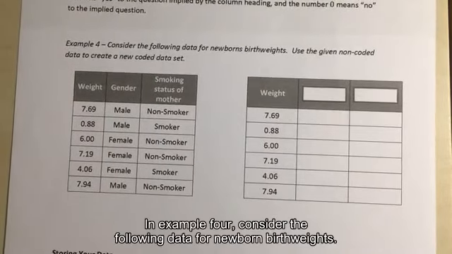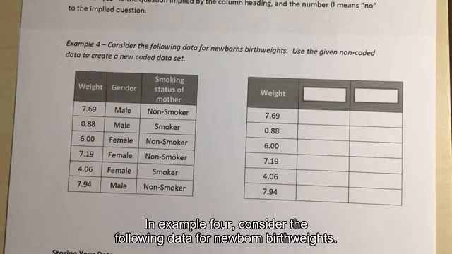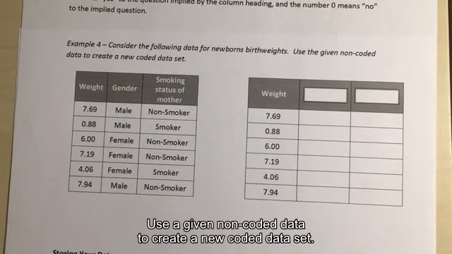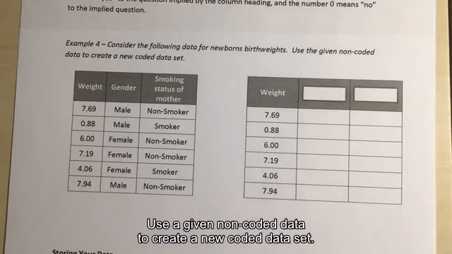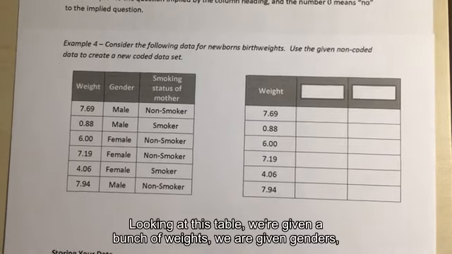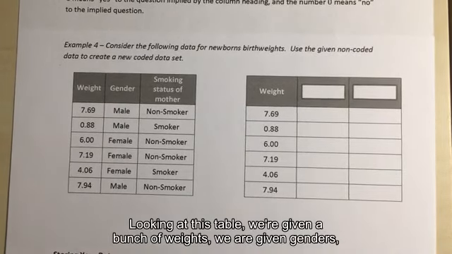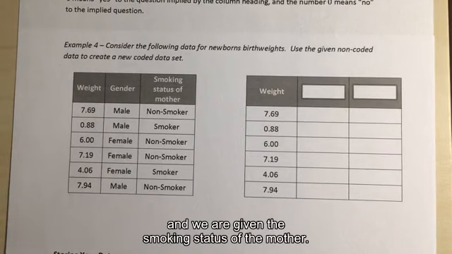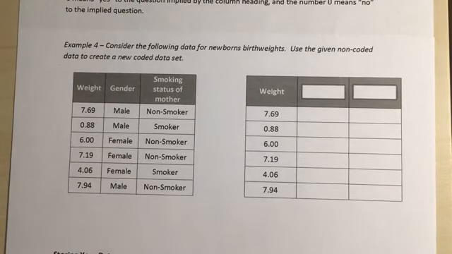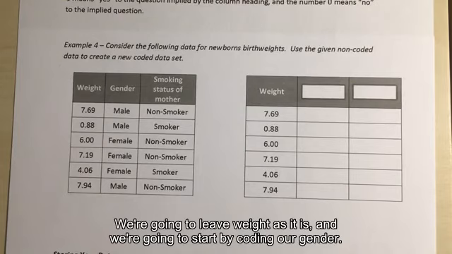So in example 4, consider the following data for newborn birth weights. Use the given non-coded data to create a new coded data set. Looking at this table, we're given a bunch of weights, genders, and the smoking status of the mother. So we're going to leave weight as it is, and we're going to start by coding our gender.